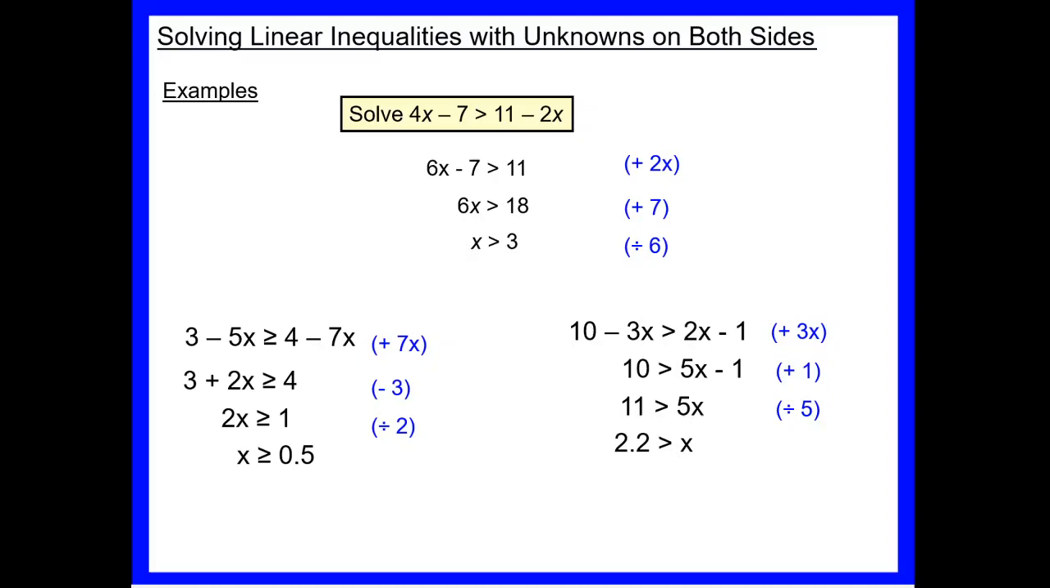Now, normally we'd like to have the x the other way around. So if we do want to switch it, we need to move the symbol with it. You can see the smaller end of our symbol is pointing at x. So if we want x to go first, then we need to simply flip those round the other way. Okay, if you're not confident with that, then leave it as it is for now.